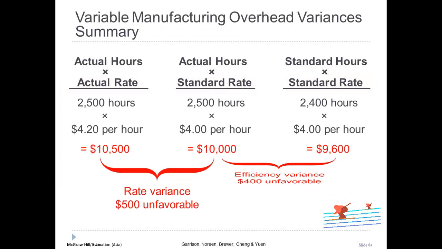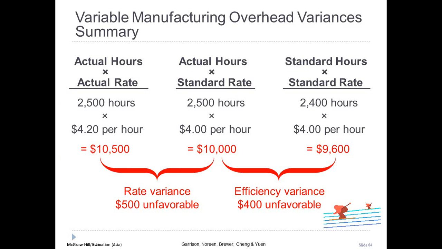The variable overhead rate variance, defined as the difference between the actual variable overhead costs incurred during the period and the standard cost that should have been incurred based on the actual activity of the period, is $500 unfavorable. The rate variance is labeled unfavorable because the actual variable overhead rate was more than the standard variable overhead rate by 20 cents per hour.